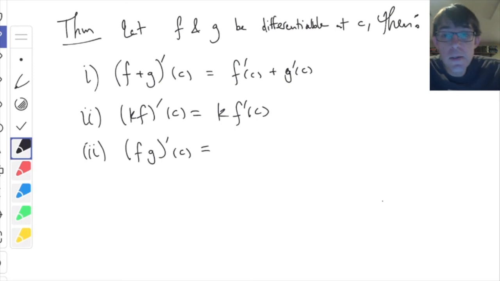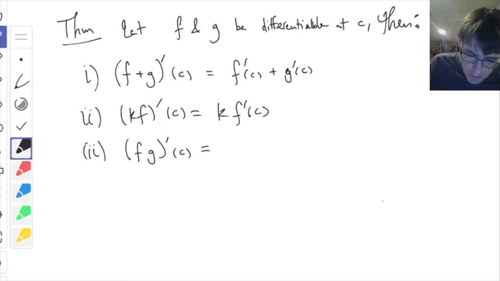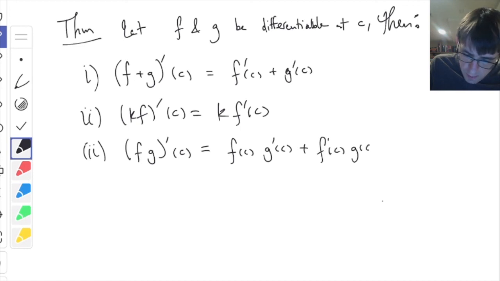Now, this one is a little tricky because the rule for limits is just if you have two things multiplied and you take the limit, the answer is the limit of the first one times the limit of the second one. Not so for the derivative. Everybody knows this. You do not just get f prime times g prime. You get the product rule. So it is f of c g prime of c plus f prime of c g of c.